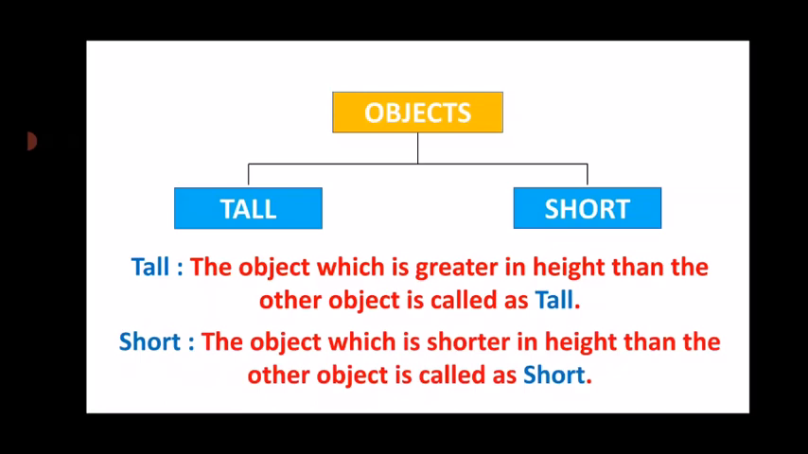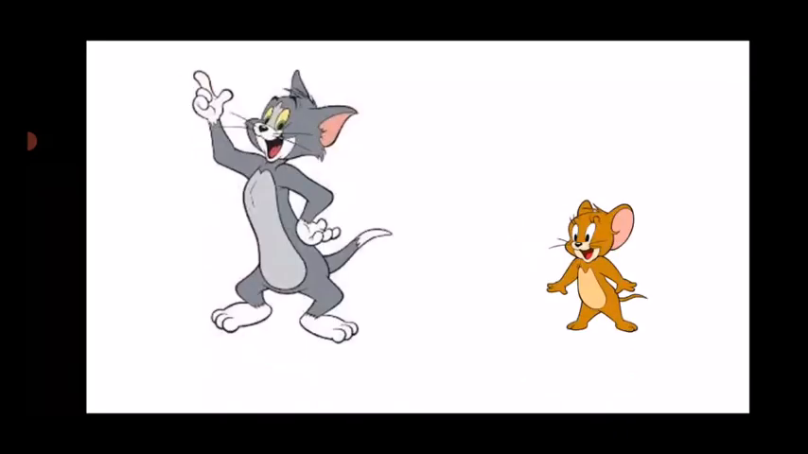So for example, look at the ostrich and the kiwi bird. The ostrich is a tall bird while the kiwi is a short bird. Yes, now here Tom is tall and Jerry is short.